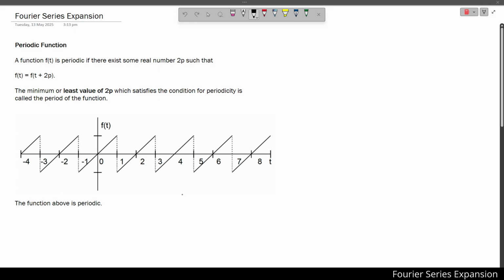So for the function shown here, this function is periodic because the value of f of t repeats with every 2p equal to 2. Or after 2 units, makita natin, umuulit lang yung value ni f of t. This is your period.